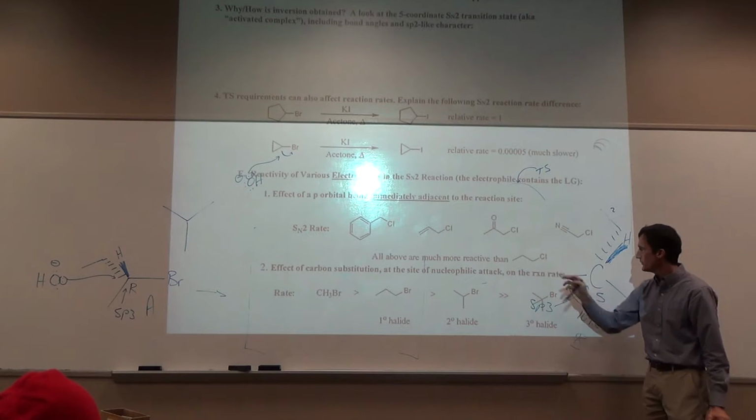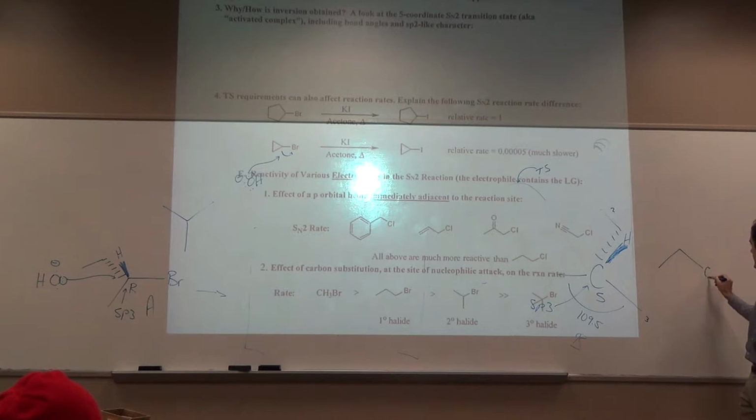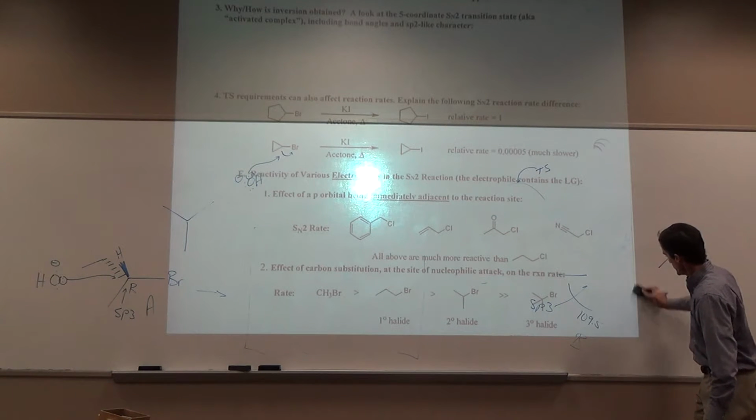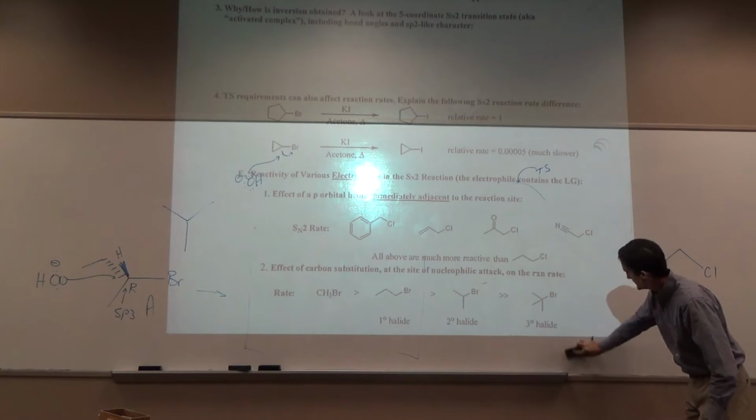Indeed, that is propyl. But this right here, what's that? Ethyl chloride? Or you can call it chloroethane, 1-chloroethane, known as ethyl chloride. Anybody know what that's used for? One use?